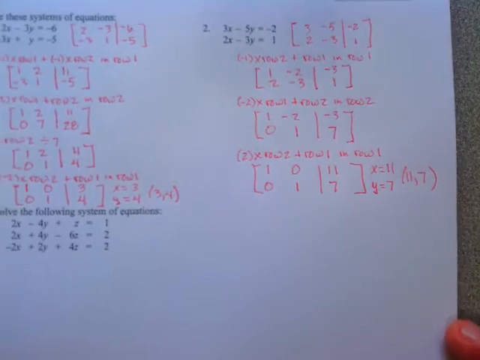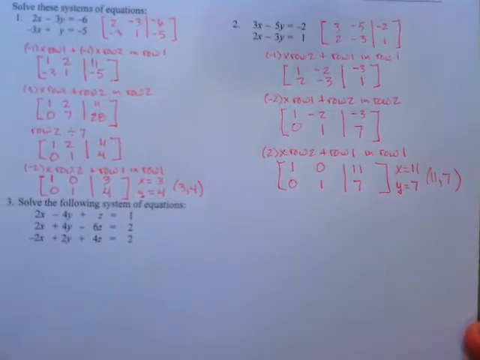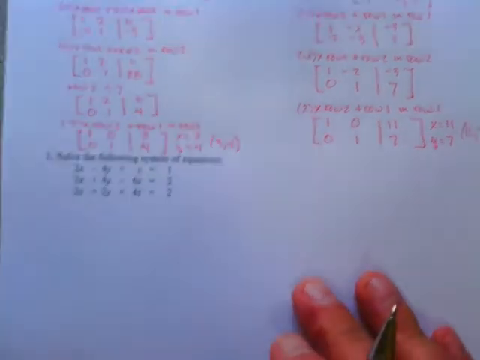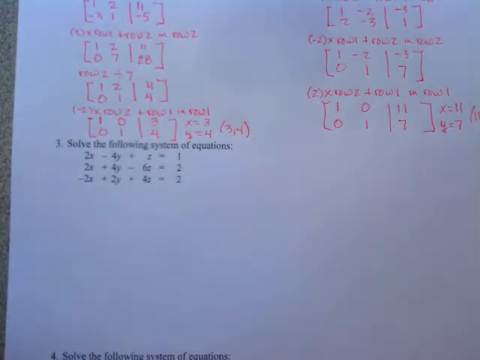So these were the same problems that we had in section 1, but now we have solved them using the Gauss-Jordan method with a matrix. All right, so let's go ahead and do this now with the next one. 3 by 3, 3 equations, x, y, and z, 3 variables.